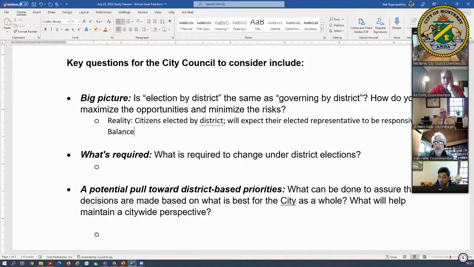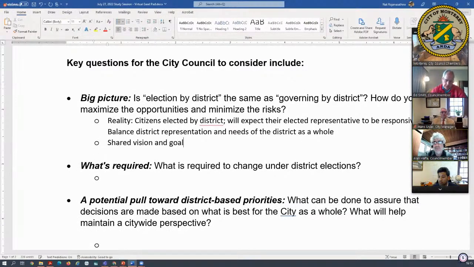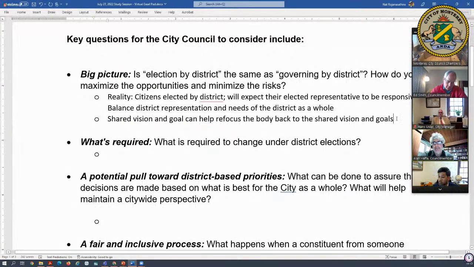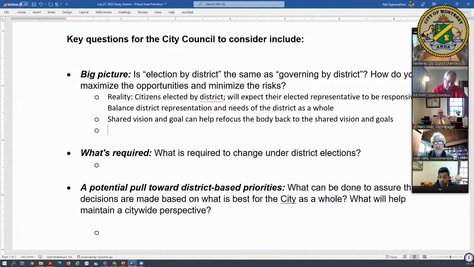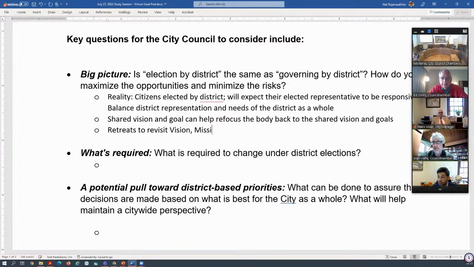I think it helps if there's a shared vision and goals. I think that can help to always refocus the body back upon our shared vision and goals. I think it's going to be incumbent upon the council, as we add new members that are elected by district, to have retreats where we revisit our mission, vision, and goals, our drivers, because it really has to be a shared vision. I think this council's done that. And by and large, I think we share a common vision. And I think that's why we've worked together pretty well.